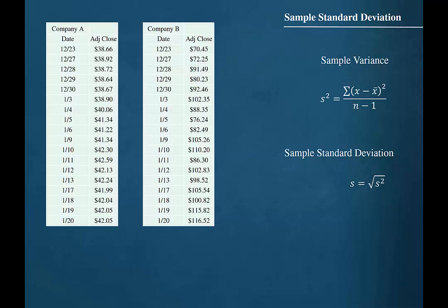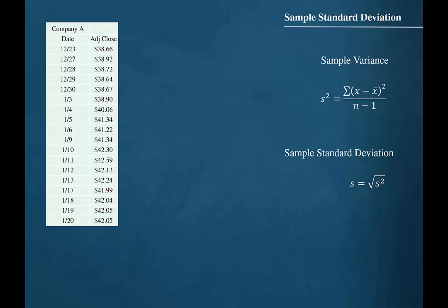Here we have the sample data sets for the two companies. Let's begin with Company A. Note that the formula shows that we will need to subtract the sample mean from each data value. These are called the deviations from the mean. The mean for this data set is $40.77.